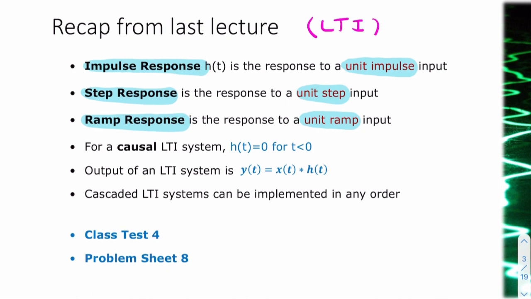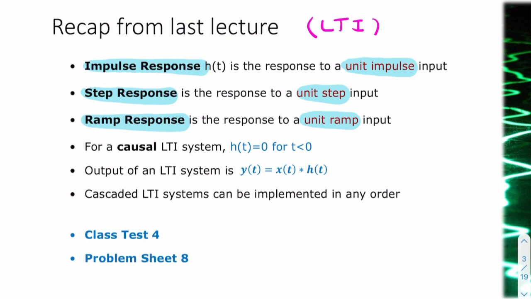And we said, just as the impulse is a derivative of a step, and a step is the derivative of a ramp, the impulse response is the derivative of the step response, which itself is the derivative of the ramp response. And we can say that the other way around. The ramp is the integral of a step, and a step is an integral of the impulse. So the ramp response can be found by integrating the step response, which itself can be found by integrating the impulse response.